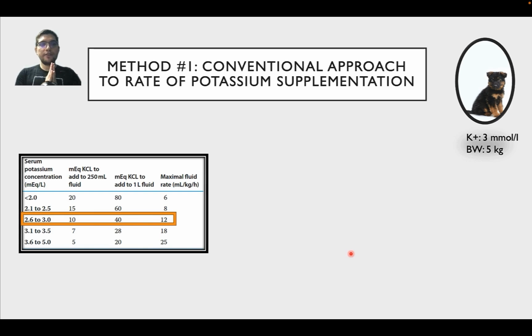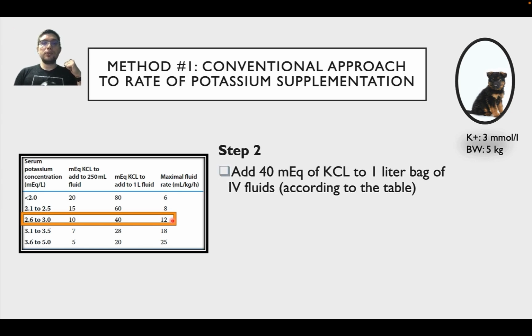Once we have this fluid rate, we want to make sure it's not exceeding his maximal fluid rate that is allowed. And in this case, 5 times 12, it would be 60 mL per hour. So he's at 45 mL per hour. So we're not exceeding that, which is good.